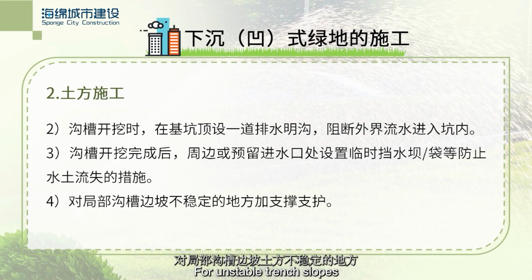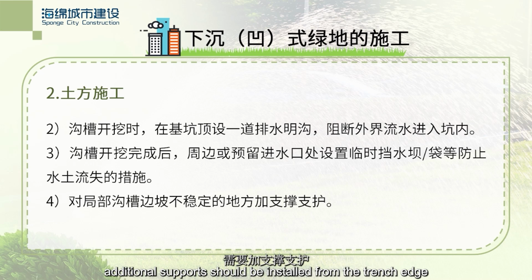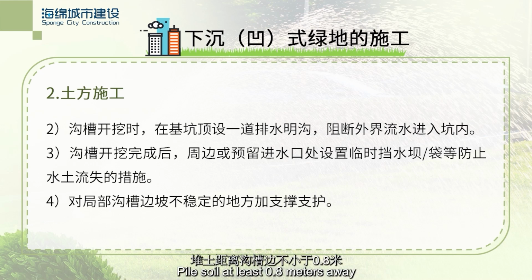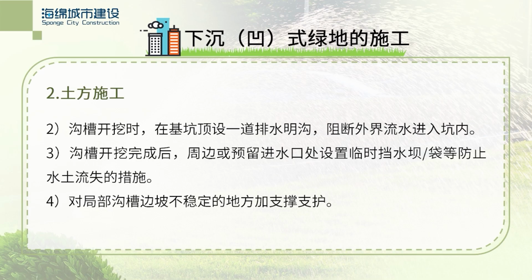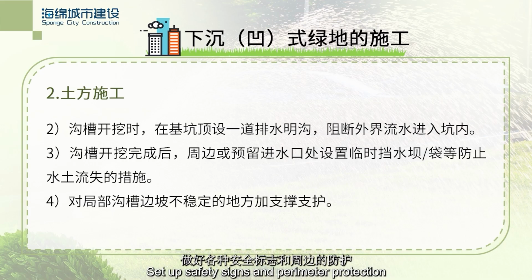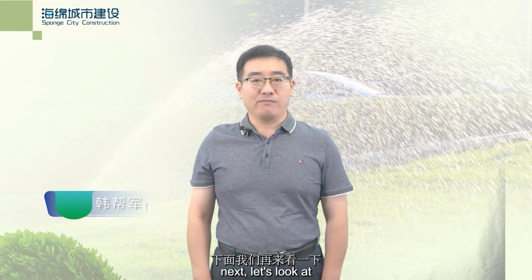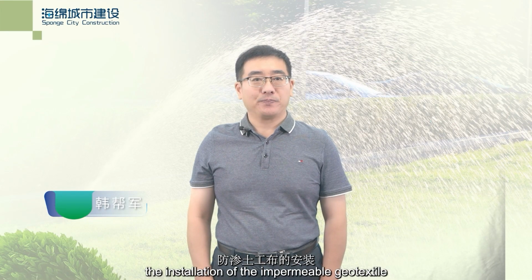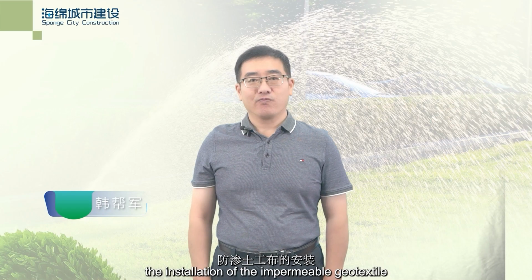For unstable trench slopes, additional support should be installed from the trench edge, topsoil at least 0.8 meters away, with a height not exceeding 1.5 meters. Monitor trench slopes on site and ensure a safety passage. Set up safety signs and perimeter protection. Next, let's look at the installation of the impermeable geotextile.